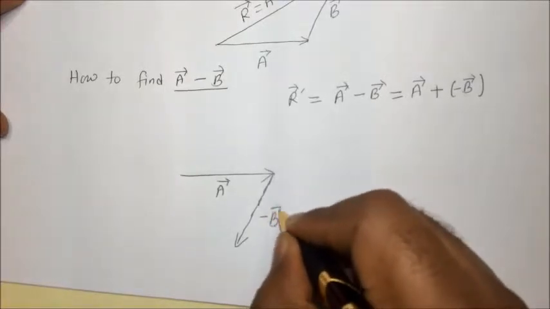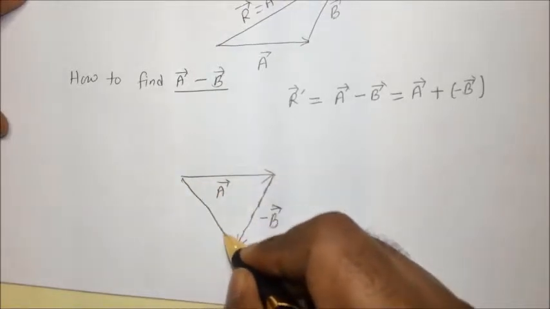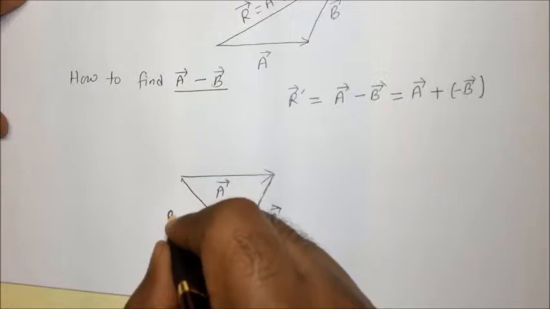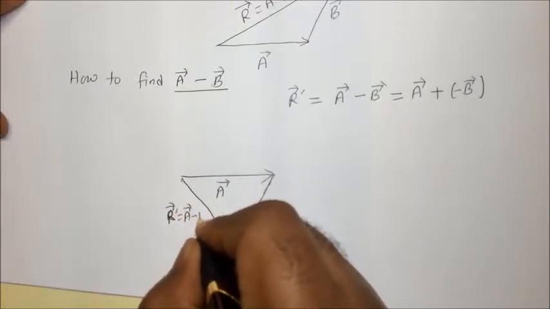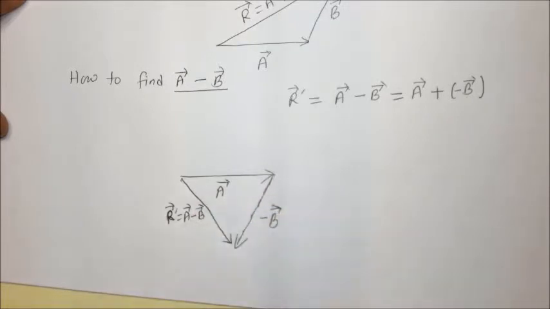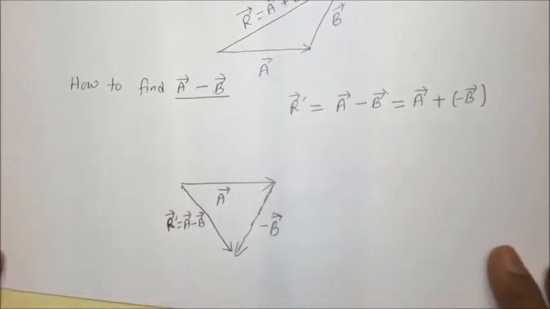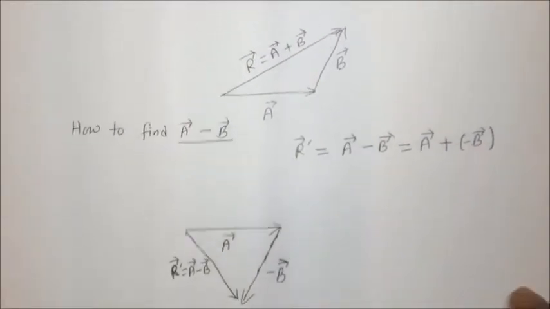Minus b, and then you have the new resultant r prime, vector a minus vector b. Okay, so this is how you do subtraction of vectors.